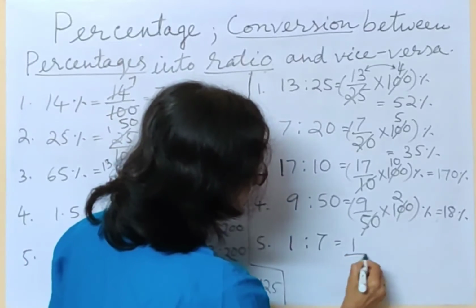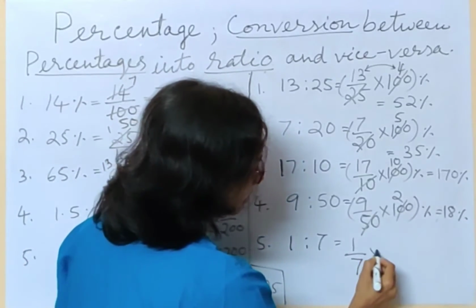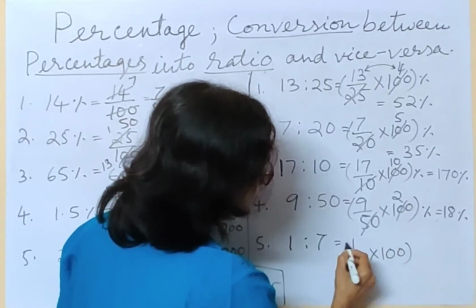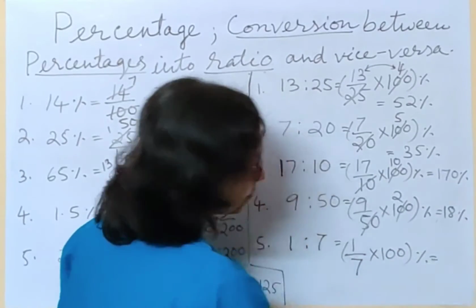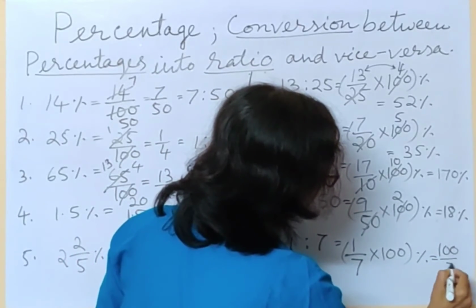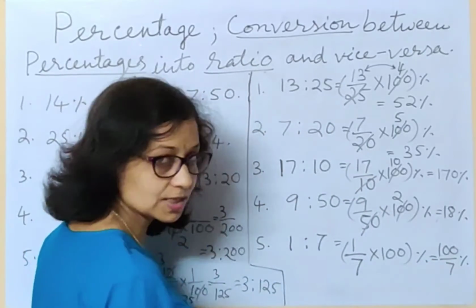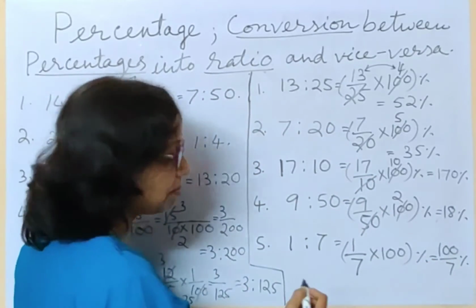9 into 2, 18%. Now 1 is to 7. 1 is to 7, 1 by 7. And then percent, multiply by 100 and place the percent symbol. So it becomes 100 by 7.